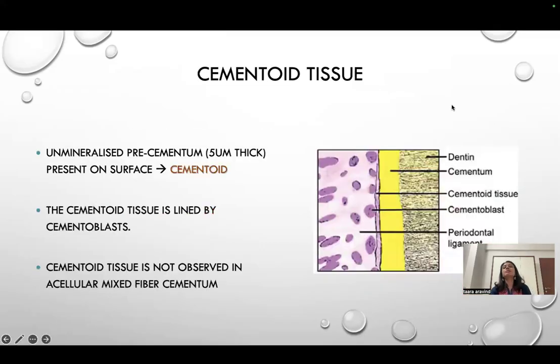Now, what is cementoid tissue? Unmineralized precementum present on the surface of cementum, you call it cementoid. The cementoid tissue is lined by cementoblasts. Cementoid tissue is not observed in the primary cementum or acellular cementum.